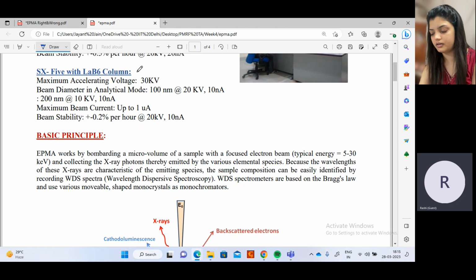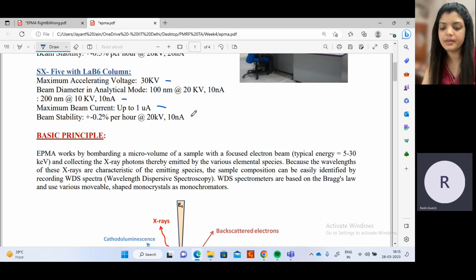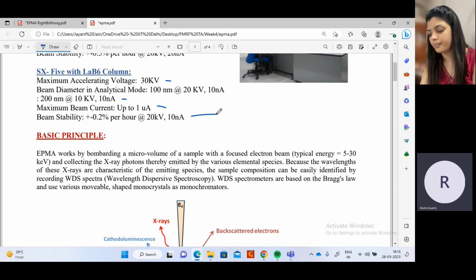Coming back, a LaB6 gun, that is the source, has been used in the EPMA which we have installed. The maximum accelerating voltage it has is 30 kV. The minimum beam diameter in analysis mode is possible from 100 nanometer at 20 kV, and the beam current up to 1 micrometer we can find. The beam stability is very good in EPMA, not as good as FESEM, but still pretty good.